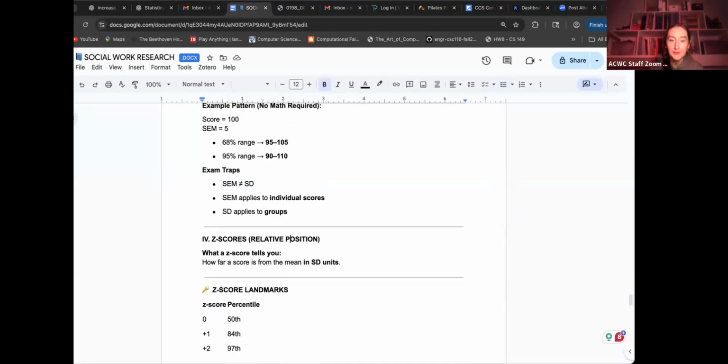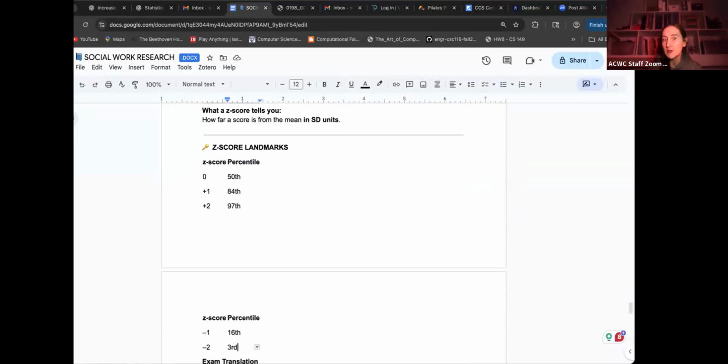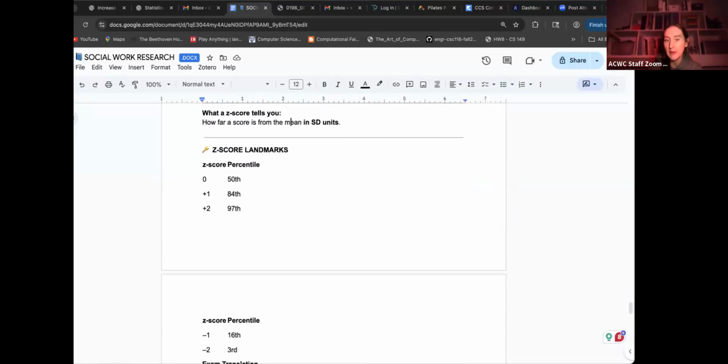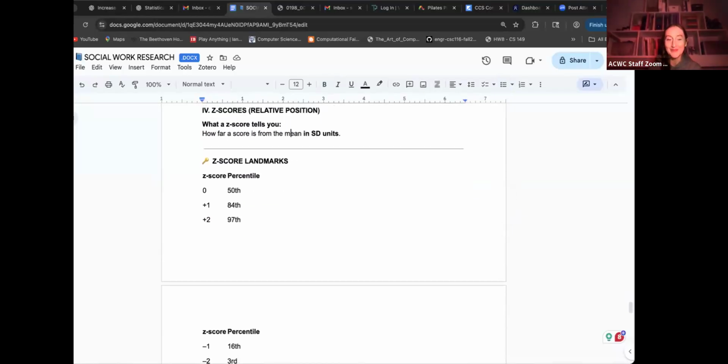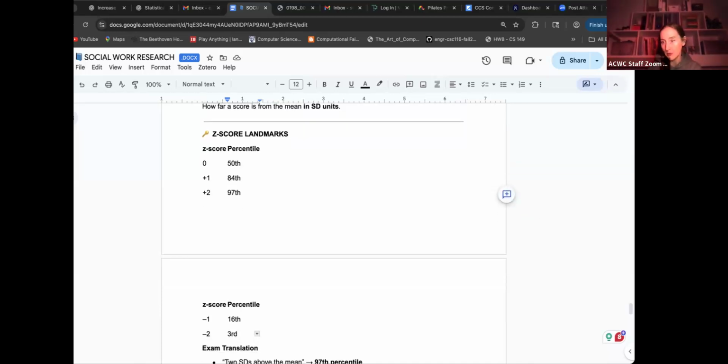I'm not going to mention Z-score that much since Sophia said it's not really that big a deal. These are just the percentiles. Let me know if y'all feel like I need to go over that. Feel free to let me know.